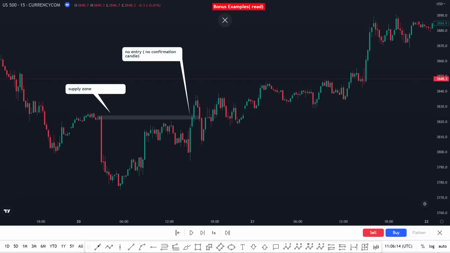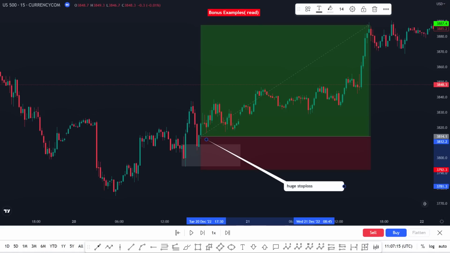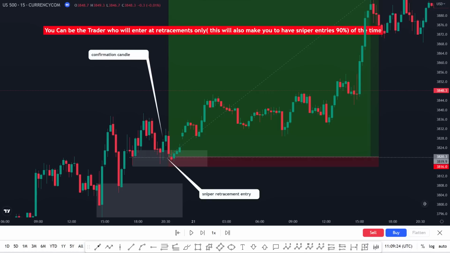Sometimes when a pattern fails like this, without any confirmation candle, you can still follow the trend by giving the market what it wants. This is a huge stop loss. I would always avoid such a setup because I am more focused on reducing the risk as much as possible. I would always wait for the market to give me this kind of trade setup.